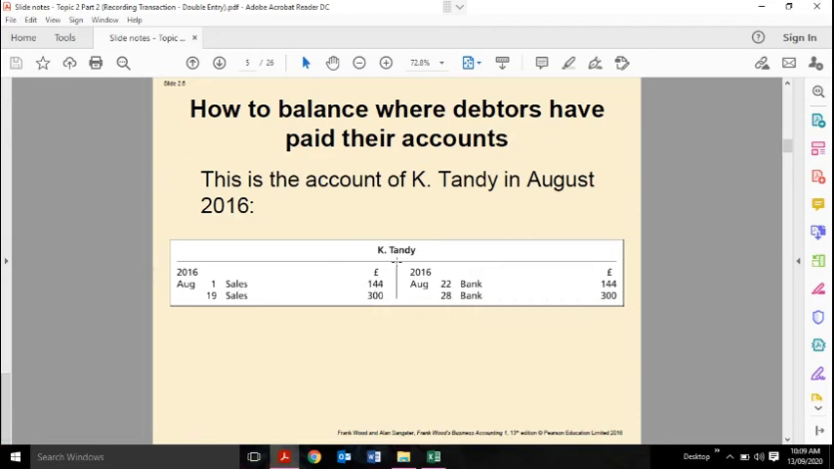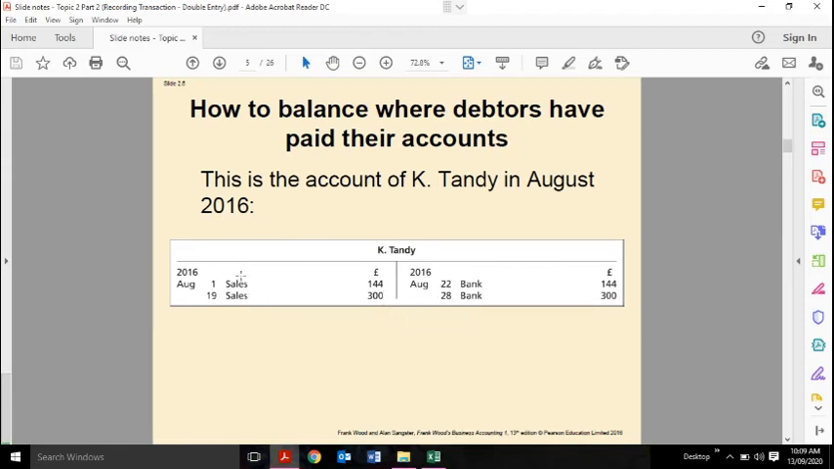Now, when we record this as an account receivable, meaning K10D took the goods from the business, they already took the product but have yet to pay the cash. So that's why we have to record it under K10D. That is for the 1st August. And then on 19th August, also the same, they have another sale amounting to 300.